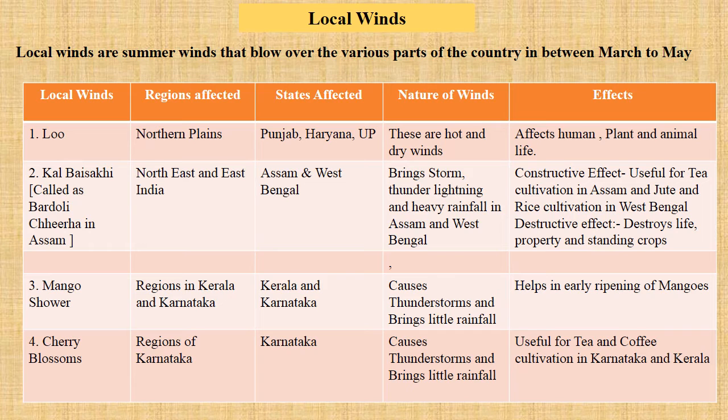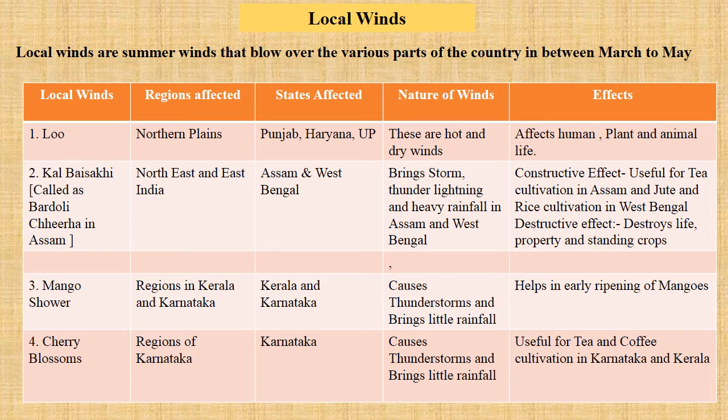These winds have two effects, the constructive effect and the destructive effect. The constructive effect is it helps in tea cultivation in Assam, jute and rice cultivation in West Bengal. The rain that comes from this Kal Baisakhi winds is useful for tea cultivation in Assam and jute and rice cultivation in West Bengal. As these winds are very strong, they bring thunder, lightning and storm and heavy rainfall. They cause destruction to life, property and standing crops also.